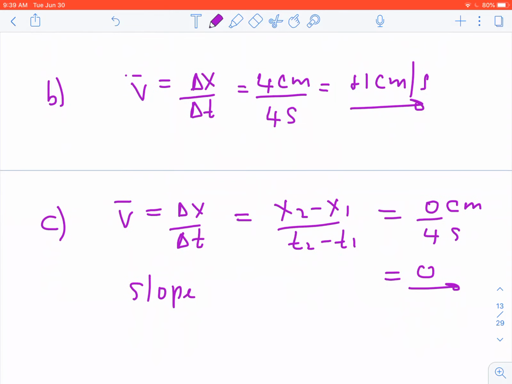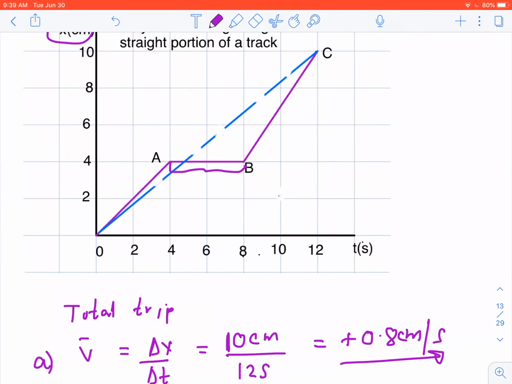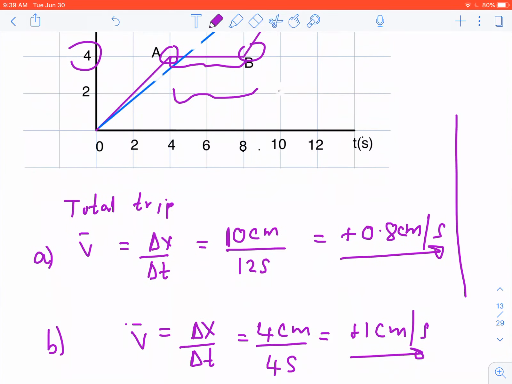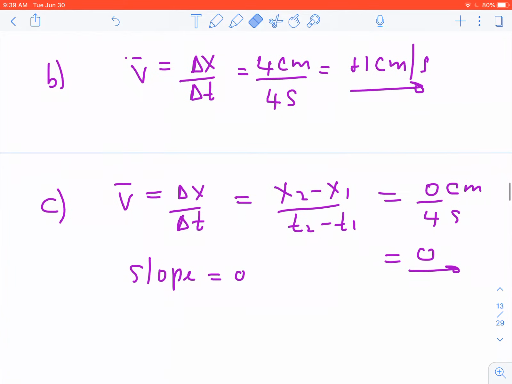Slope is equal to 0, gradient, so there's no velocity. What has happened, as you can see, from there to there, after 4 seconds, is that it's still at the same position. That means it has stopped. Right, we won't know what's being done while it stopped, but we know that it has stopped for that 4 seconds.